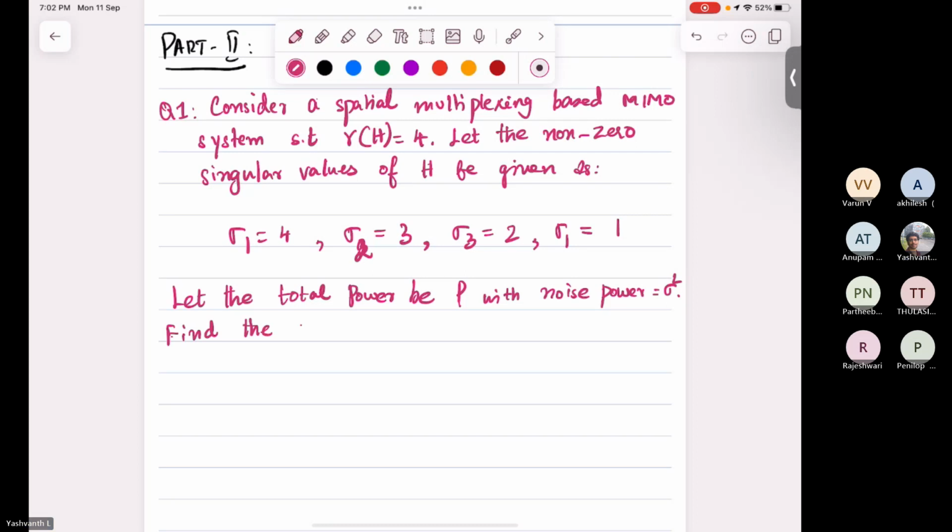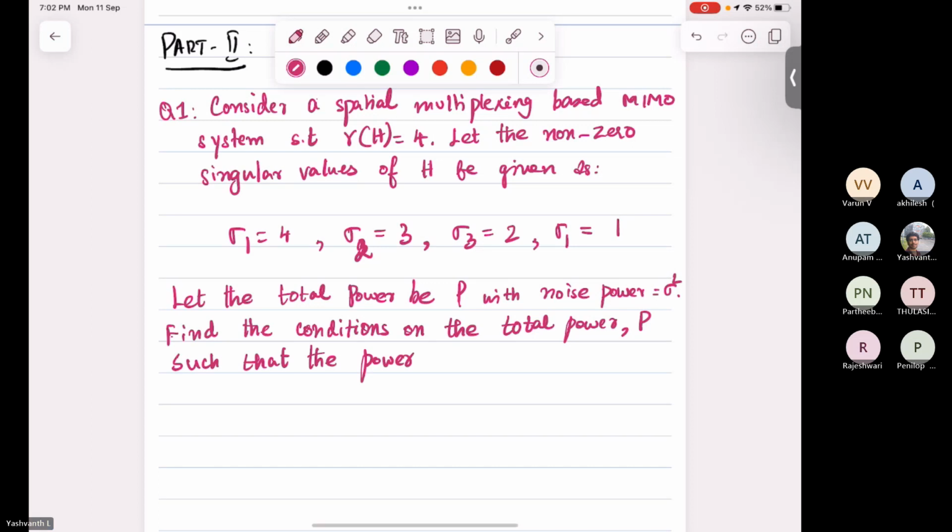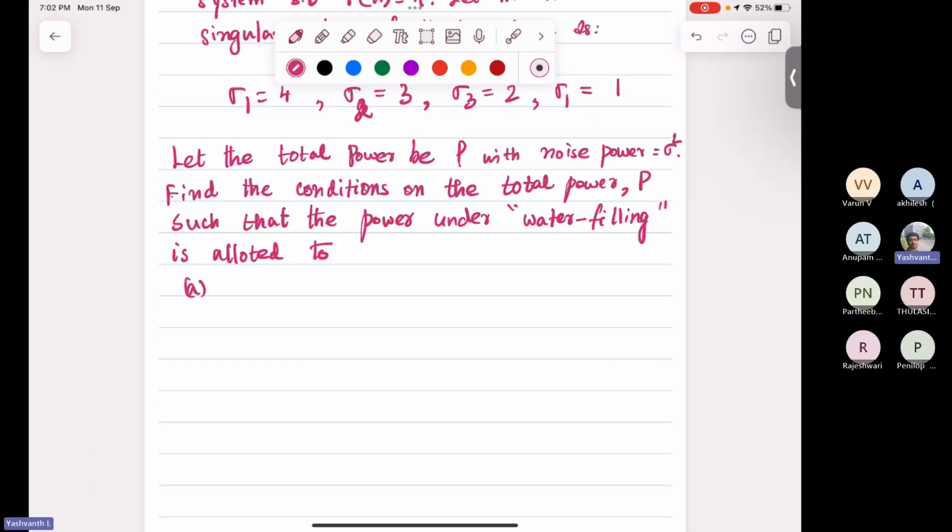Find the conditions on the total power, that is P, such that the power under water filling is allotted to: A, all 4 streams; B, only 1 stream; and C, only 2 streams.